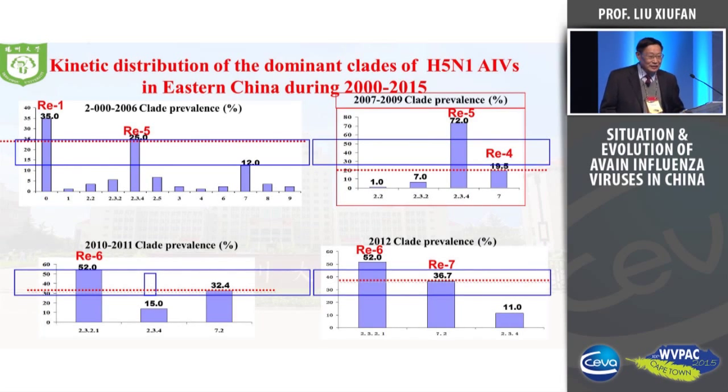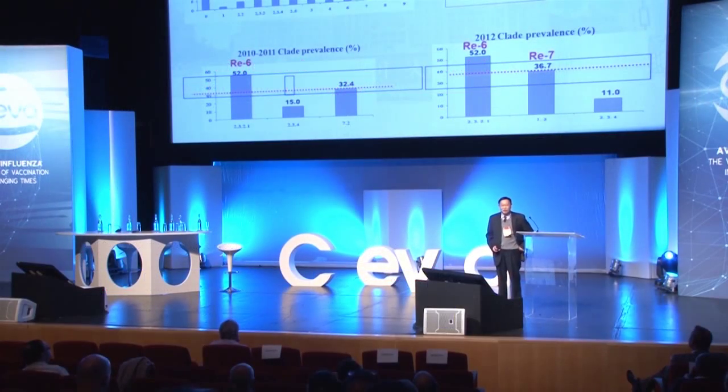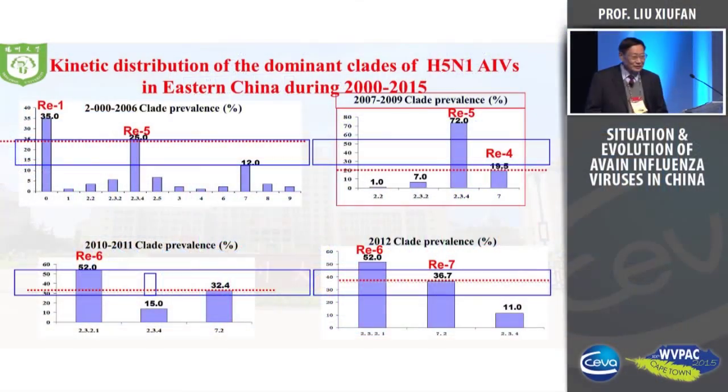On the left, you can see from 2000 to 2006, the clade prevalence. Clade 0 is the dominant clade, and the matched vaccine strain is RE1. The second is clade 2.3.4. The matched vaccine strain is RE5.